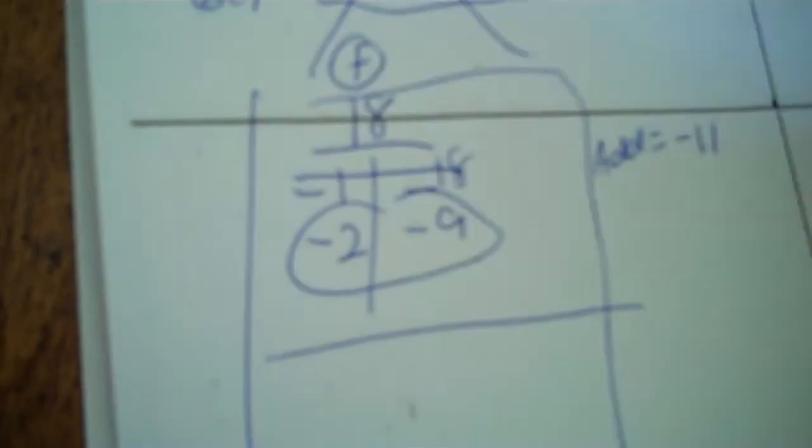So a, b, c. 3 times 6 is 18, positive. So the signs have to match. They have to add to negative 11, so they would both be negative. So 1 and 18, no. 2 and 9, yes. So A is 3x to the second.